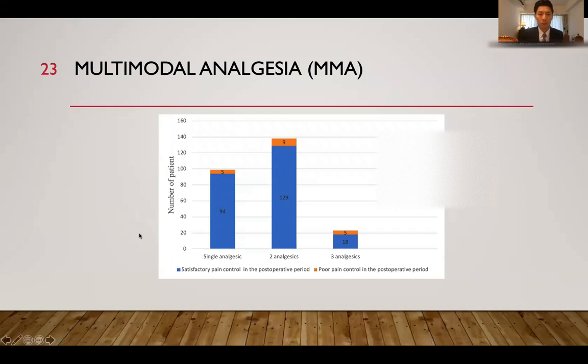Okay, so single analgesics is not MMA, right? So no, they are not. These are 2 analgesics or above. No patient received more than 3 analgesics so far, okay? So only 2 and 3.